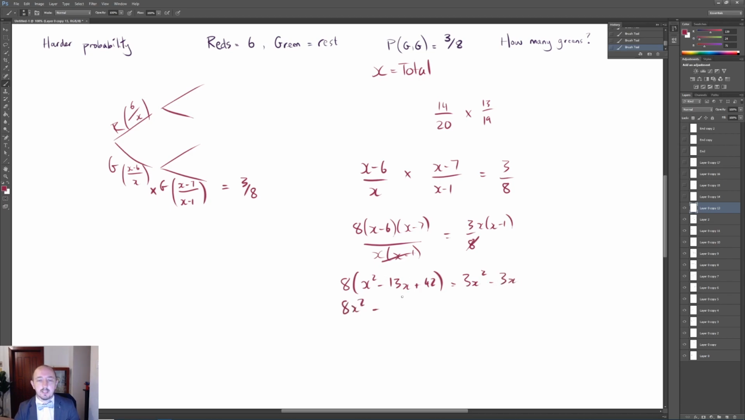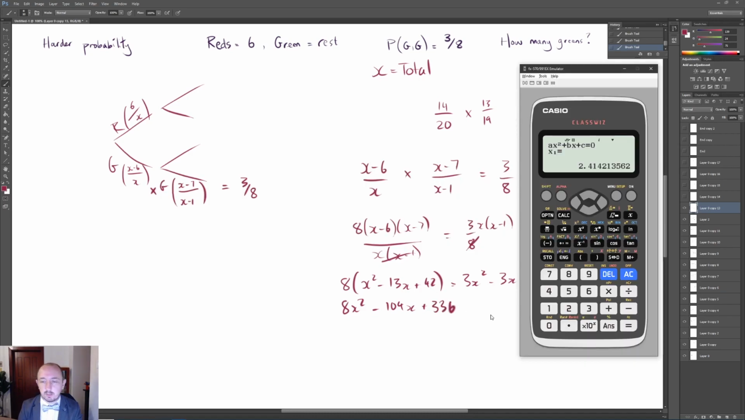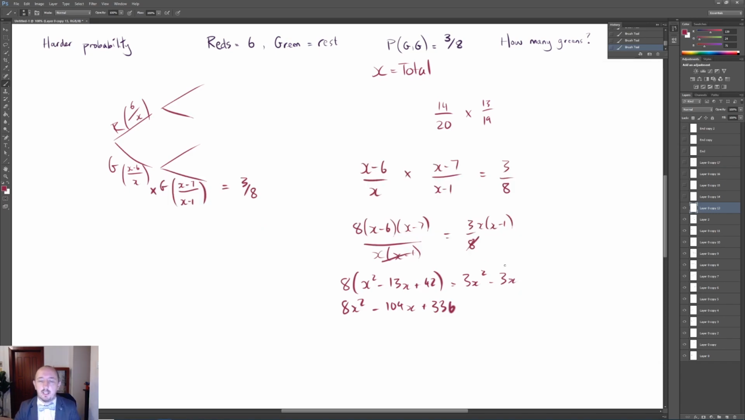8x squared minus 104x, I think, plus 336, is that? I should probably check that. 8 times 13 and 8 times 42. Okay, and we've got minus 3x squared and plus 3x, so that I can get an equation to solve. So 5x squared minus 101x plus 336 equals 0.